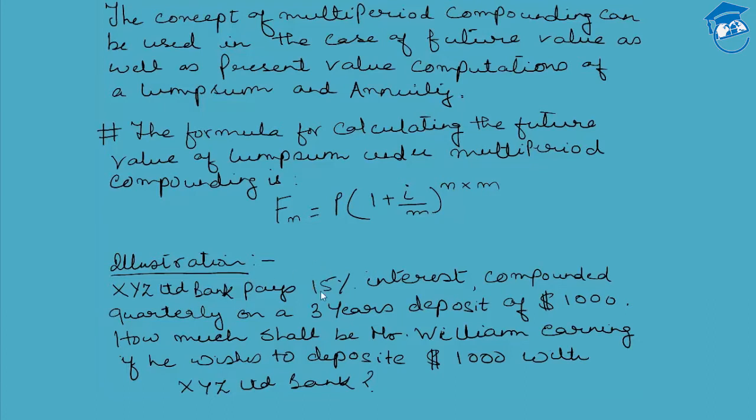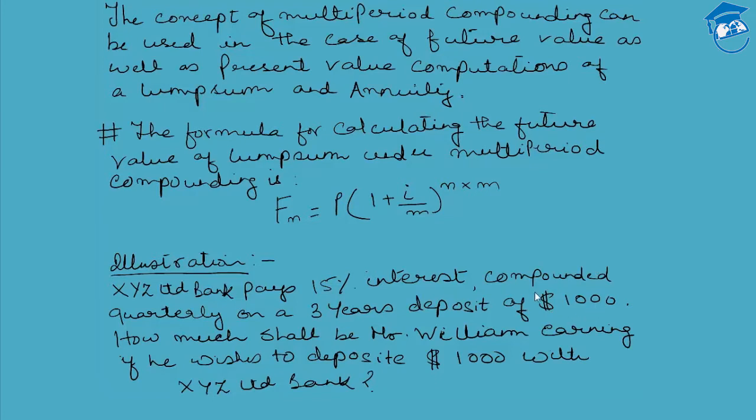So the interest rate in question is 15%, and this 15% interest is not supposed to be compounded only annually. Rather, this 15% interest is supposed to be compounded on a quarterly basis. Therefore, the nominal interest rate of 15% shall undergo 4 quarterly multi-period compoundings. Therefore, it will be I upon m. The time frame will be 3 years. The actual time frame will be 3 into 4. That is, the number of compoundings shall be 4 multiplied by n, 3, that is 4 into 3, 12.